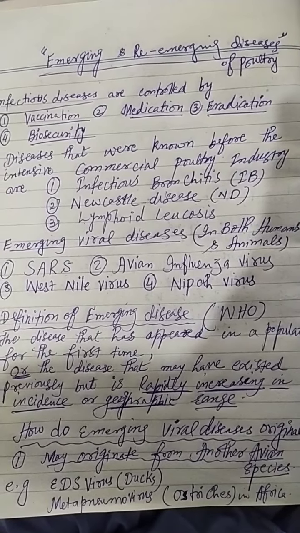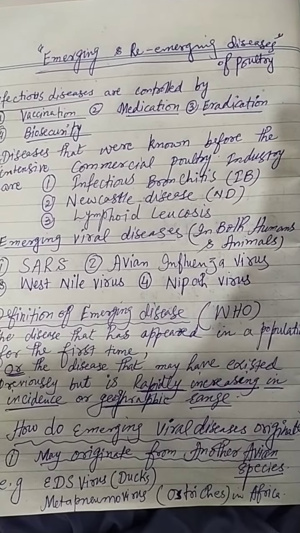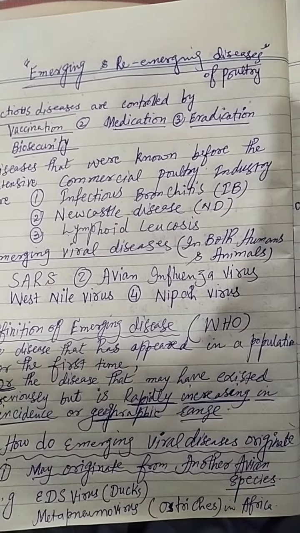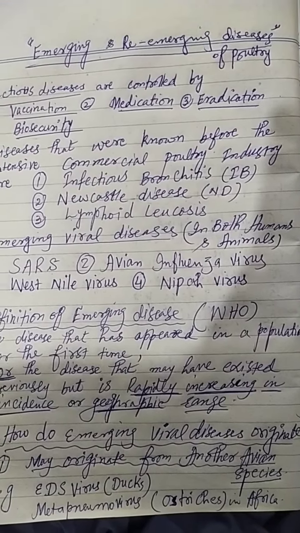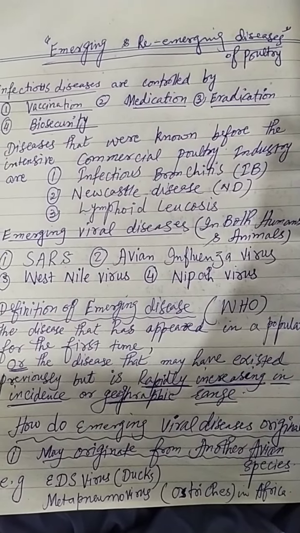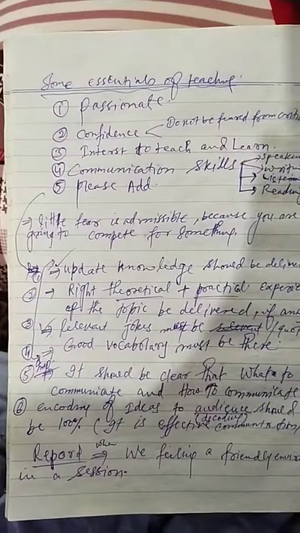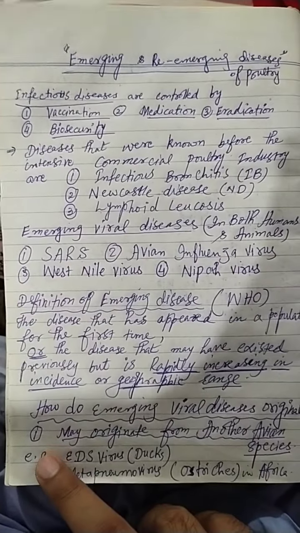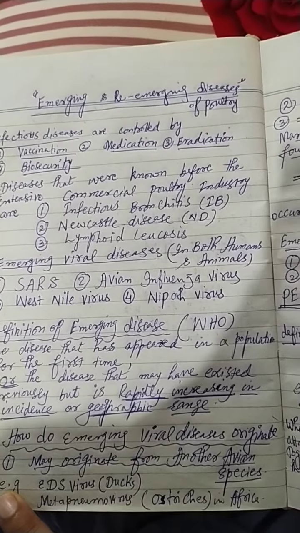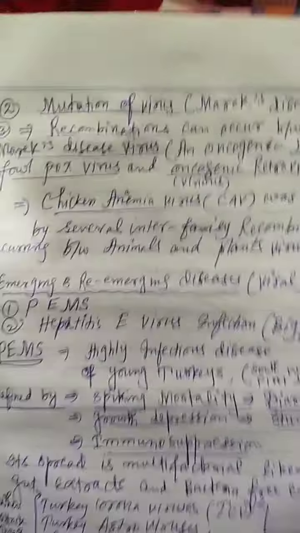There are three main methods for emergence of the viral diseases. Number 1, they may originate from another avian species. For example, egg drop syndrome virus, which is present in ducks, may originate from another avian species. Metapneumovirus, originally present in ostriches in Africa, but now may be present in other avian species as well.